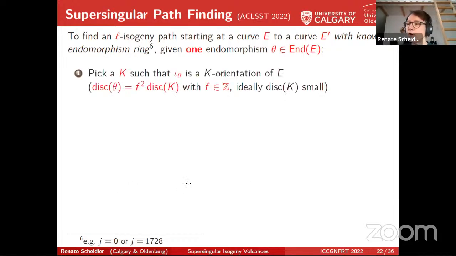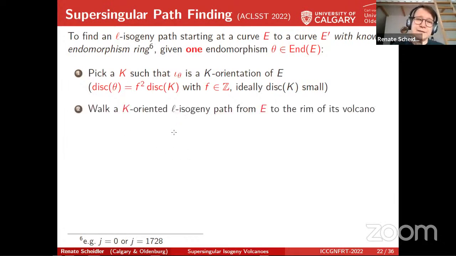Okay, so here's what we do. You first need to pick a good field by which you want to orient. So what does this mean? You have to calculate the discriminant of theta, and then that defines an order, and then you need to somehow find a field such that the discriminant is conductor squared times the discriminant of this field. So you need to find such a field. And of course, for computational purposes, ideally find a field that's pretty small, that has a small discriminant. Now you have your orientation, and that defines your oriented L-isogeny volcano.